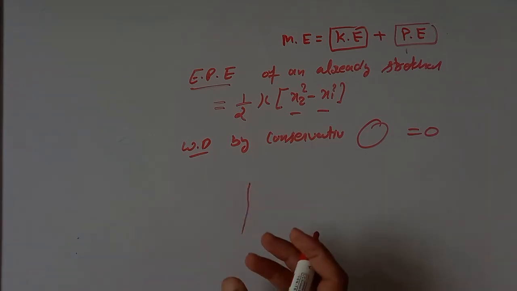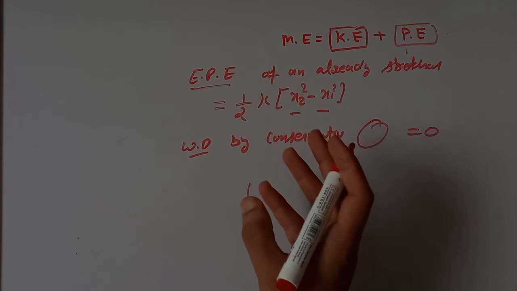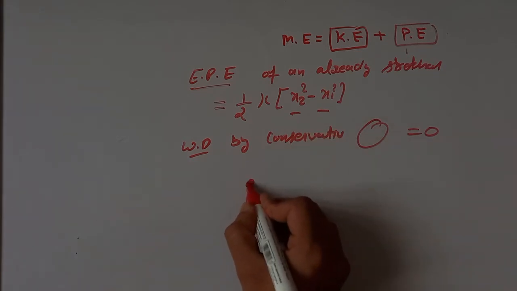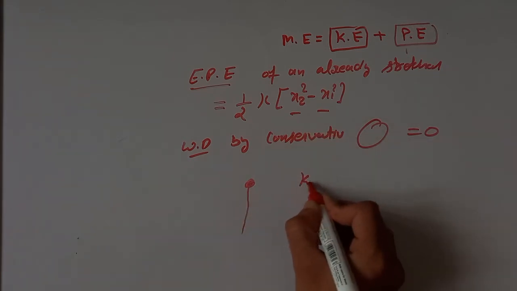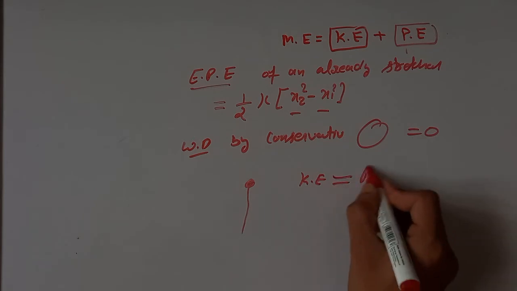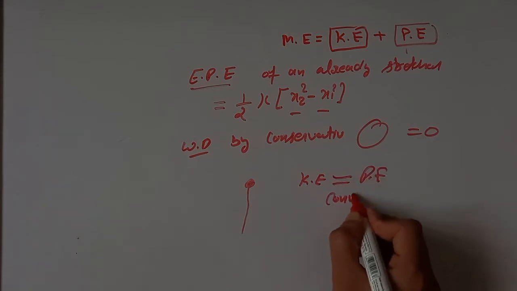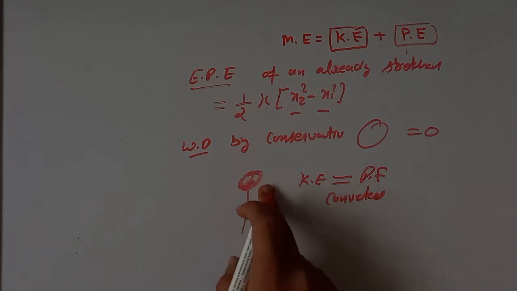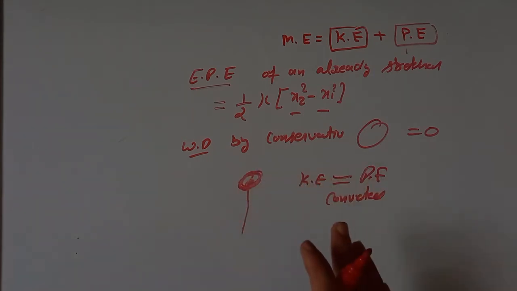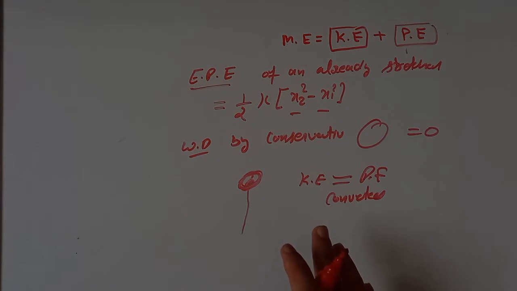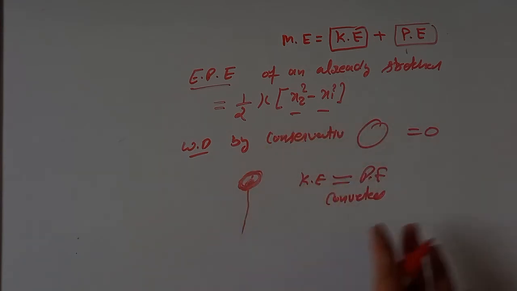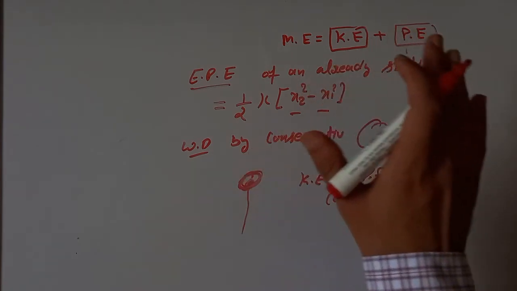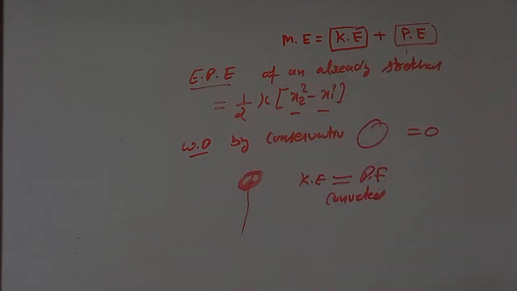When an object is thrown vertically upward, then at its highest point all its kinetic energy is converted into potential energy. At this point, all the kinetic energy of the object is converted into potential energy. I hope these key points about kinetic energy and potential energy are clear to you.